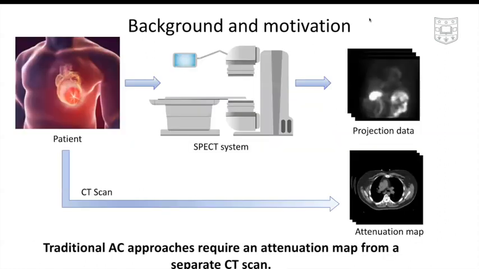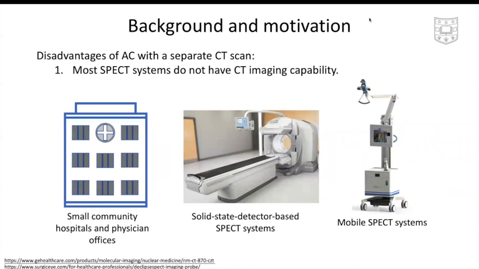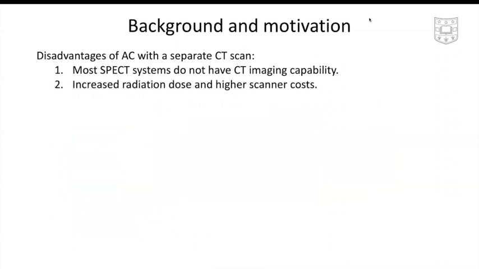Traditional attenuation compensation approaches require an attenuation map from a separate CT scan. However, this method has several disadvantages. First of all, most SPECT systems do not have CT capability, including SPECT systems in small hospitals and physicians' offices, solid-state detector-based SPECT systems, and mobile SPECT systems. Even if there is a SPECT system with a CT component, there are still some disadvantages. Having a separate CT scan leads to increased radiation dose and higher scanner costs.